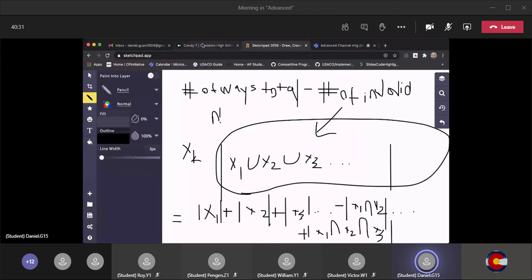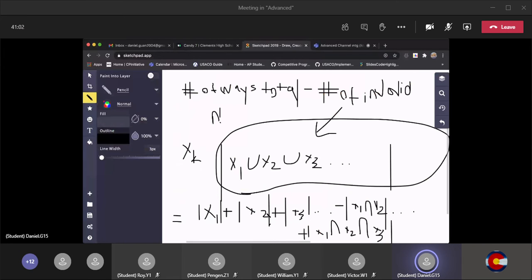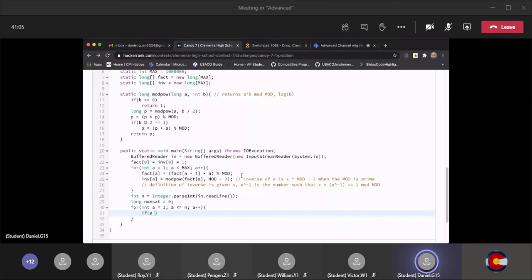So then we loop through all the different scenarios where the variable A represents the number of indices that remain the same. And you notice from this following formula that you have a positive sign whenever there's an odd number of elements. So if A % 2, meaning the number of elements that stay the same is odd, then you need to add it to the sum.